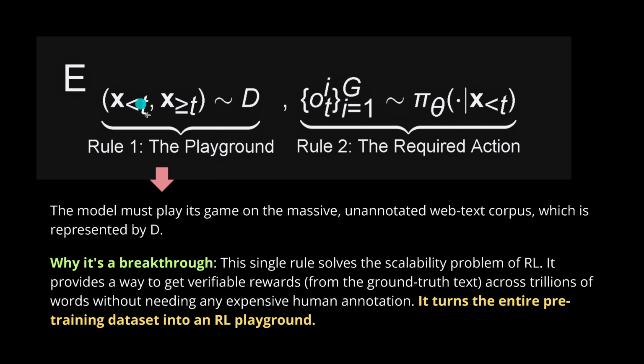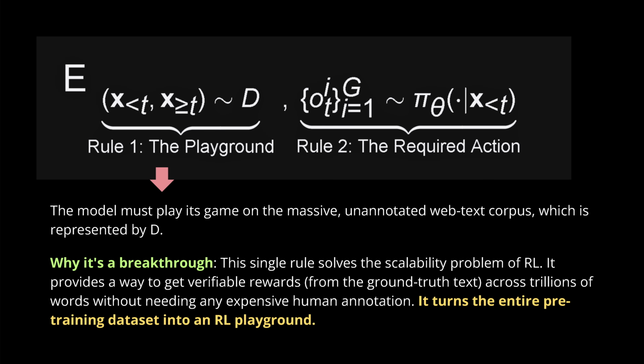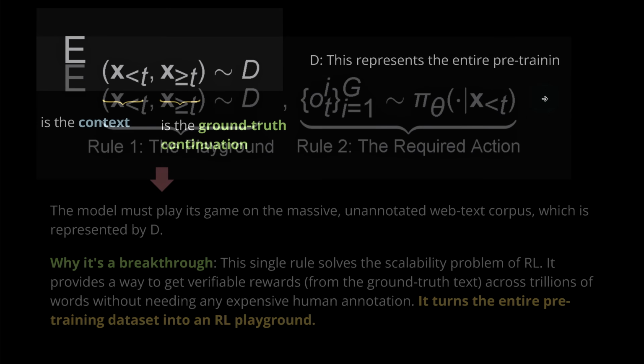So a single rule now, this rule, I'm going to show you in a minute, solves the scalability problem of reinforcement learning. It provides a way to get a verifiable reward function from the ground truth text across trillions and trillions of tokens and words without needing any human annotation or interactions. So if you want, it turns the entire pre-training data set, equal the internet, into a reinforcement learning playground. And if you are Microsoft, you say, okay, 100,000 GPUs and let's start up the engine. No problem. So interesting to see now this particular approach.